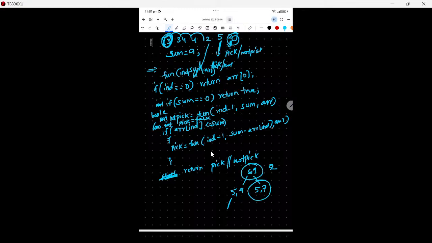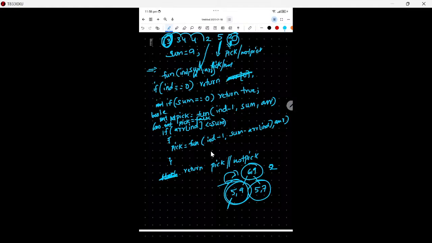One pick case for everything and a non-pick case for every node. That's it. So if the non-pick of this case can return true, right? Yeah, got it. That's the base case you can do.